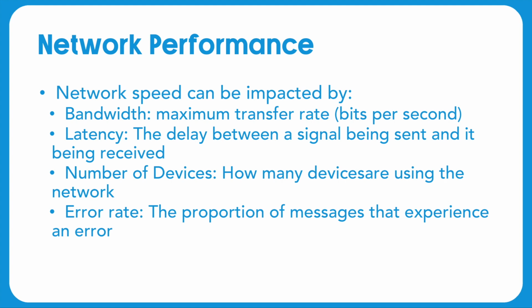The number of devices using a network can also impact its performance. More devices means that more data is being sent over the same cables. As a result of the amount of data increasing, there becomes more congestion and collisions on the network, which makes the transfer even slower. The reliability of the network connection also impacts its performance.